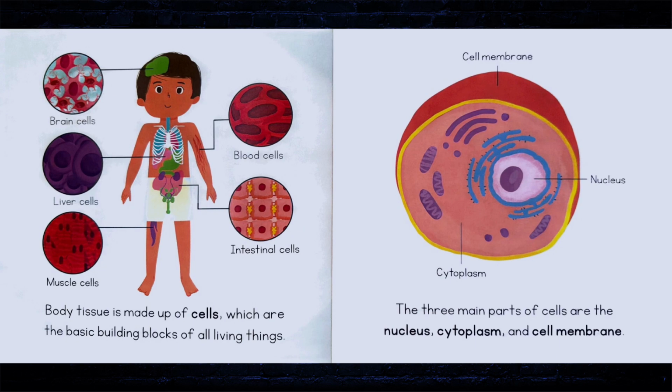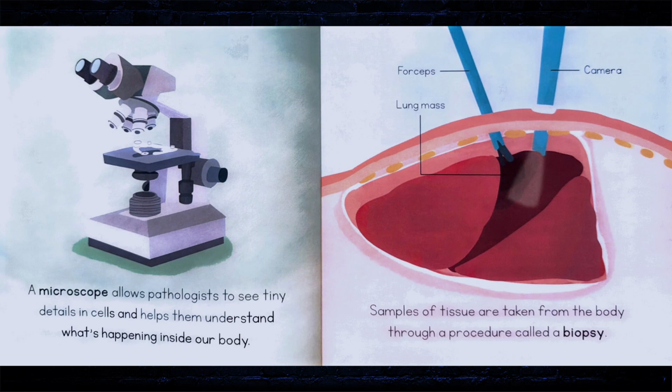Body tissue is made up of cells, which are the basic building blocks of all living things. The three main parts of cells are the nucleus, cytoplasm, and cell membrane. A microscope allows pathologists to see tiny details in cells and helps them understand what's happening inside our body.